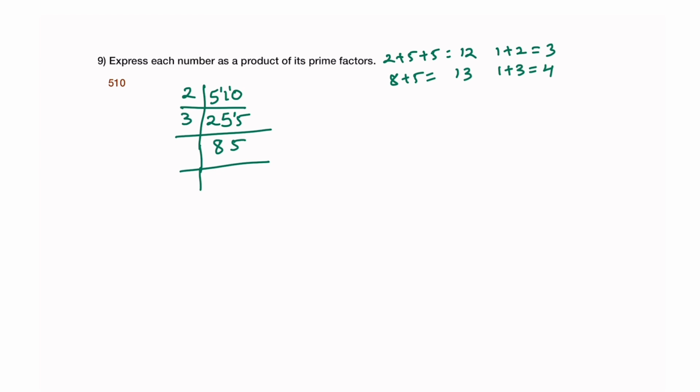So we go to the next prime number, which is 5. 5 times 1 is 5. We give 3 to the next one. So that's 35. 5 times 7 is 35. And 17 is a prime number.